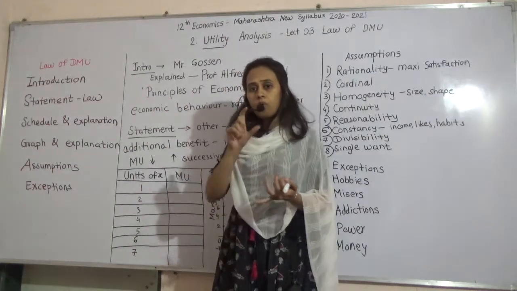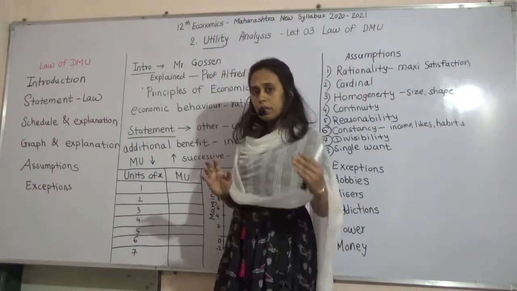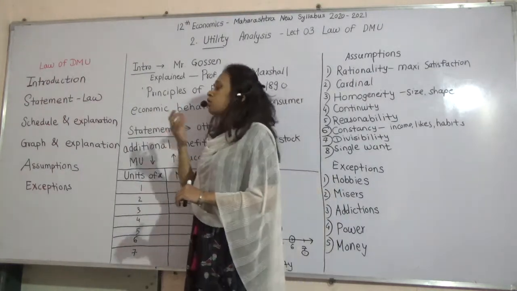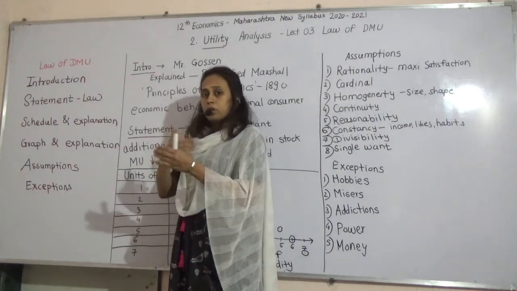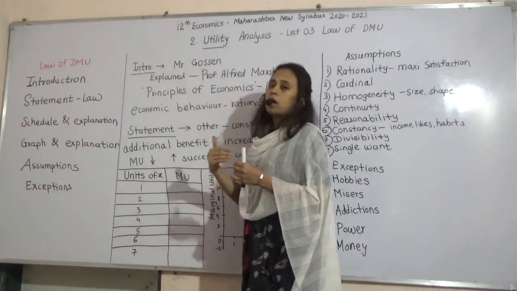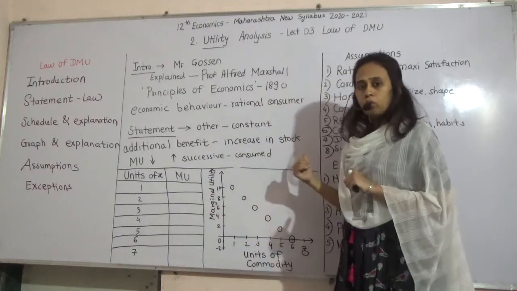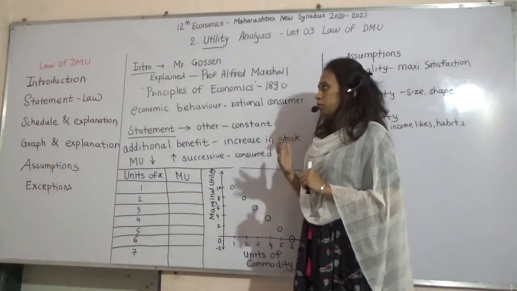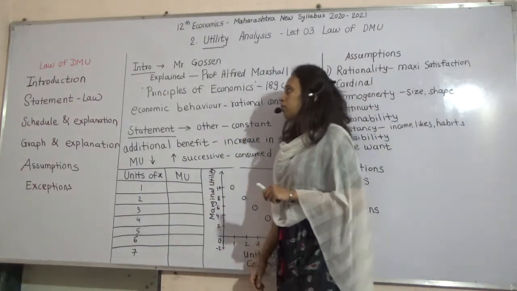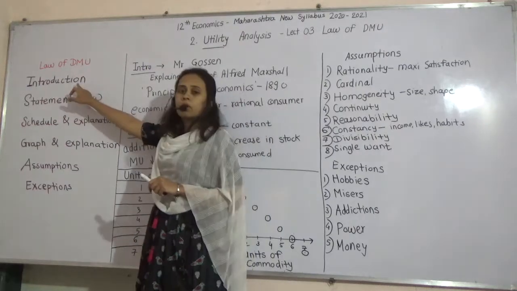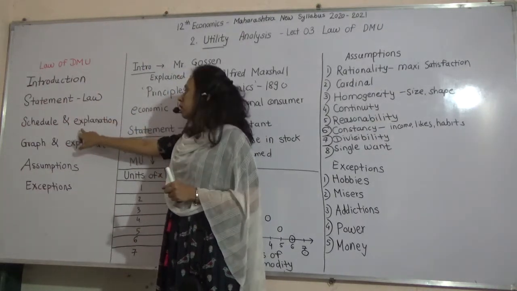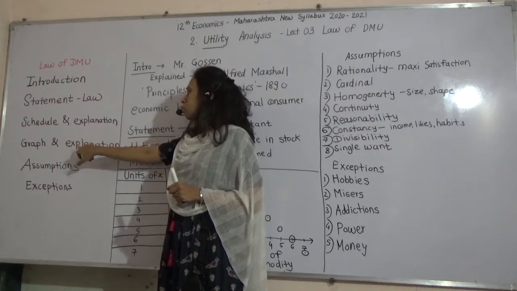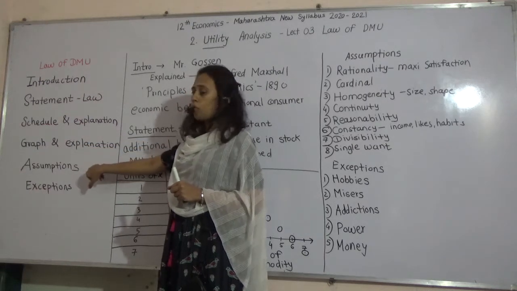Marginal utility, I have already explained to you. Marginal means last unit. With the consumption of the last unit, or additional unit, your utility starts diminishing. That only we have to prove. For that, we have to cover the introduction part, then what exactly the statement is, then schedule and explanation, graph and explanation, and what the assumptions are.